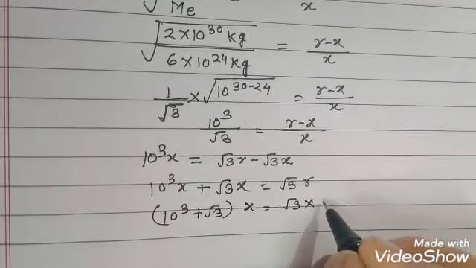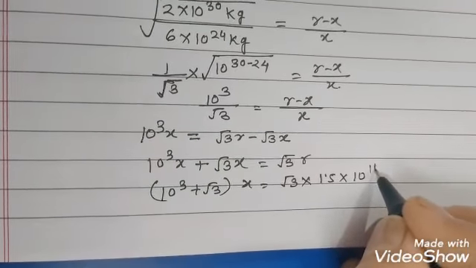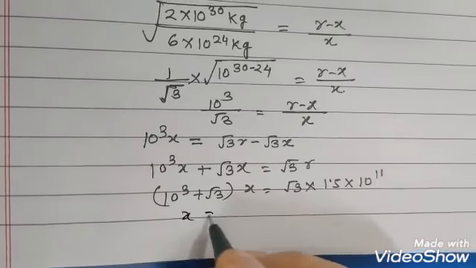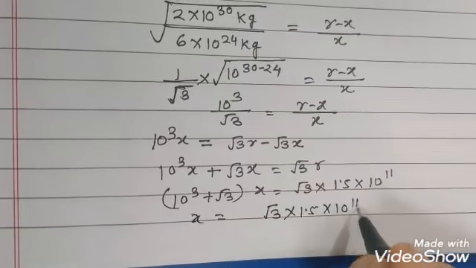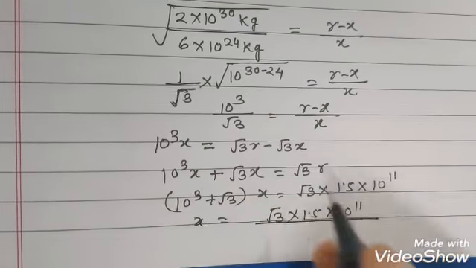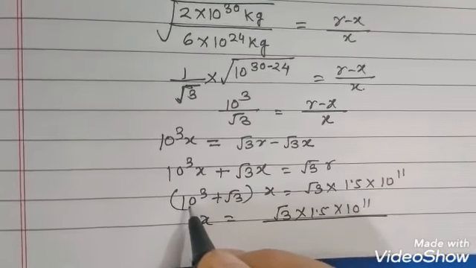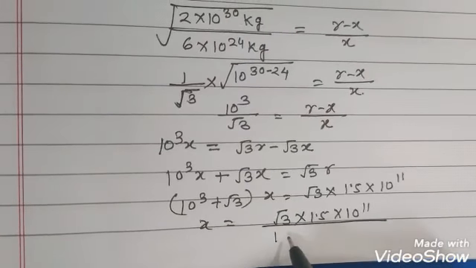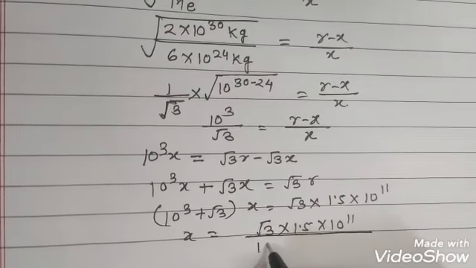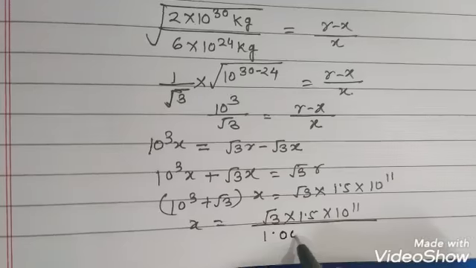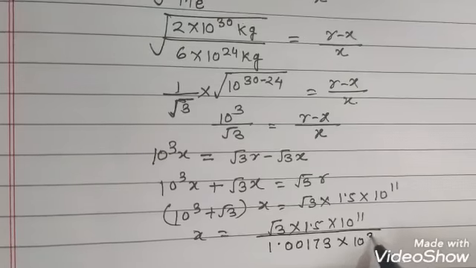Now this time r is what? 1.5 into 10 to the power 11 meter. We'll just put the value here. Then x would be what? That is root 3 times 1.5 into 10 to the power 11 upon this quantity. Root 3 is 1.73, and 1.73 plus 1000 will be 1001.73. Now if we just put the decimal here, that is 0.00173 into 10 to the power 3.